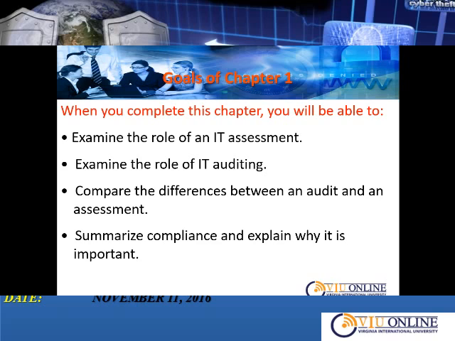The goals of chapter 1. When you complete this chapter, you'll be able to examine the roles of IT assessment and IT auditing. You will compare the differences between an audit and an assessment and summarize compliance and explain why it is important. At the end of this chapter, you also have research assignments.